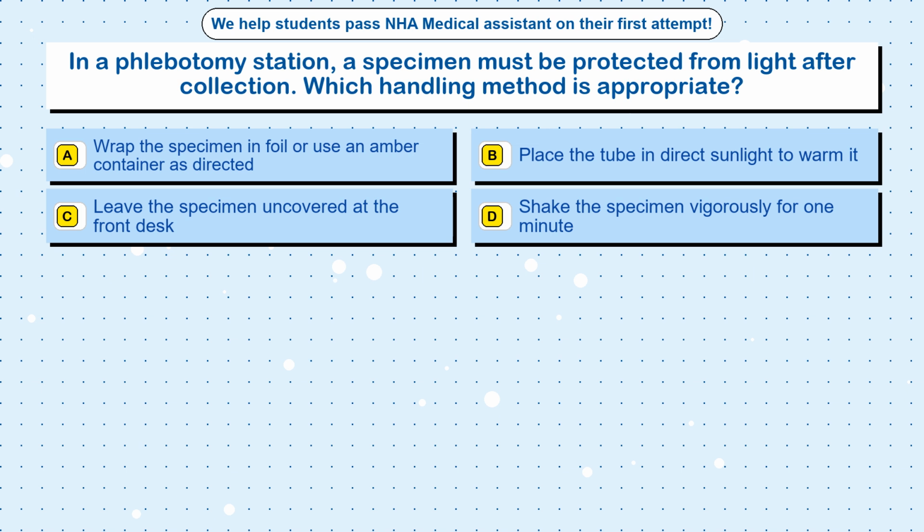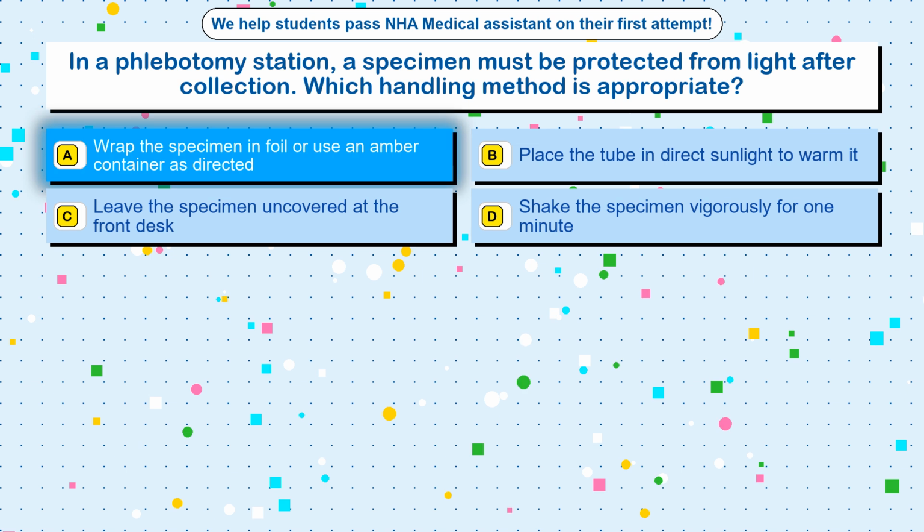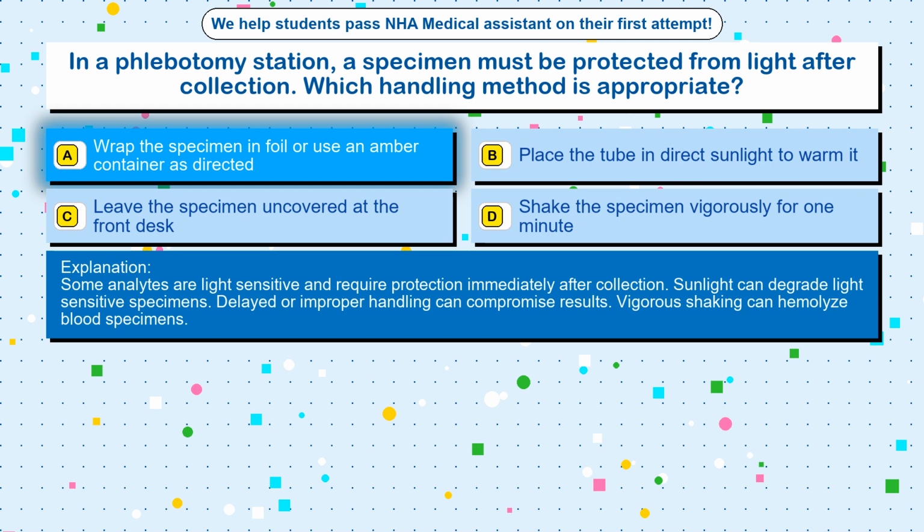Option D, shake the specimen vigorously for 1 minute. The correct answer is option A. Wrap the specimen in foil or use an amber container as directed. Some analytes are light sensitive and require protection immediately after collection. Sunlight can degrade light-sensitive specimens. Delayed or improper handling can compromise results. Vigorous shaking can hemolyze blood specimens.